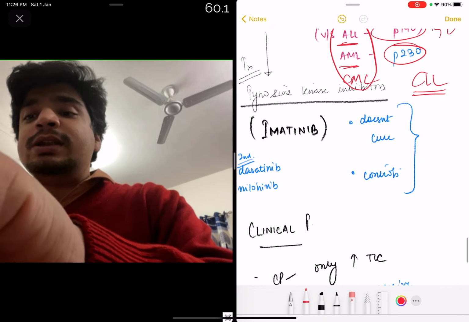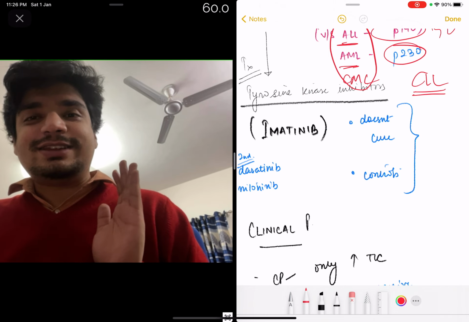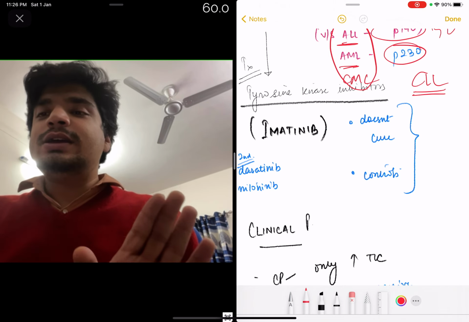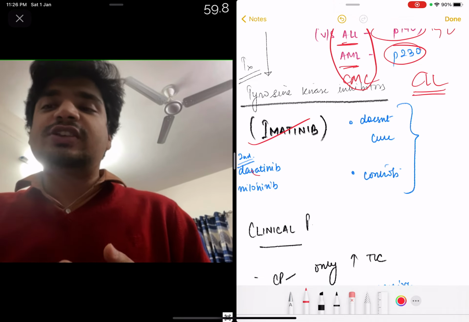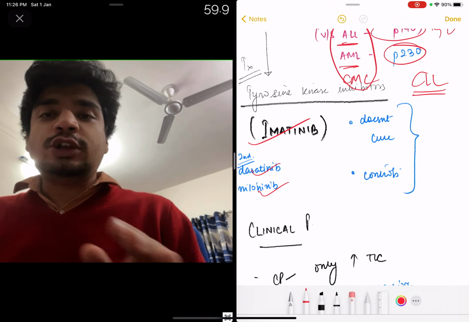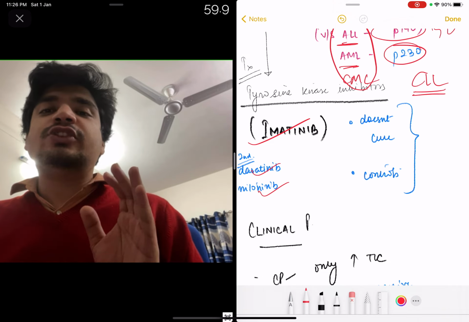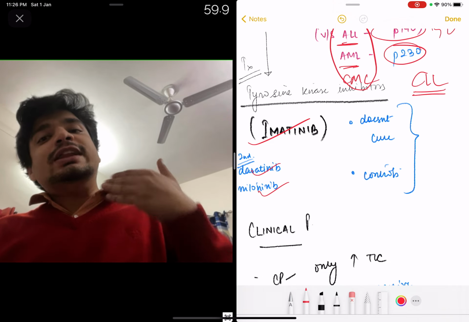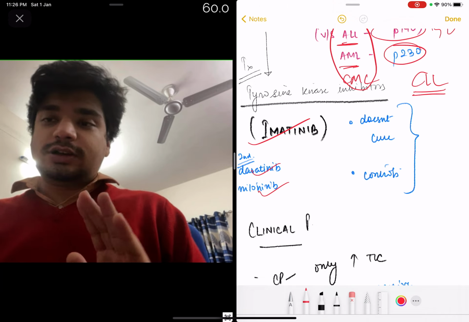Now, what is the treatment? Treatment is simply the tyrosine kinase inhibitors. They have revolutionized the treatment. Imatinib is first generation, second generation is dasatinib or nilotinib. But remember, they do not cure since they are just curbing the proliferation. They are not essentially taking care of the initial mutation that has occurred.